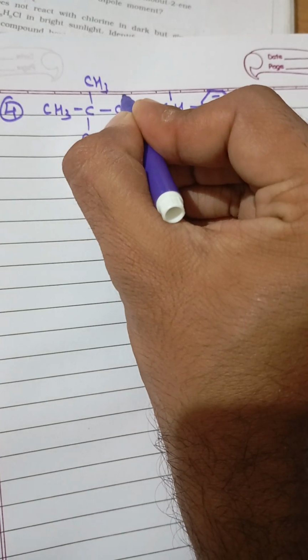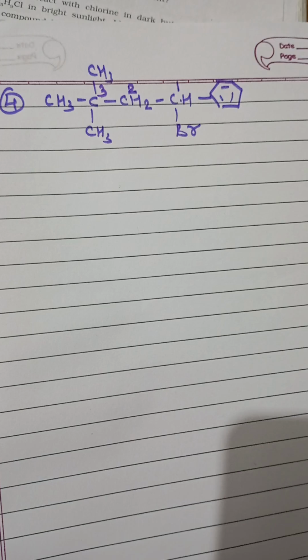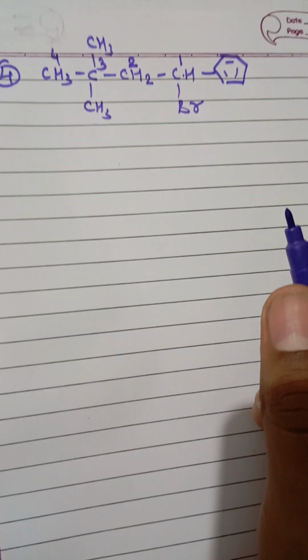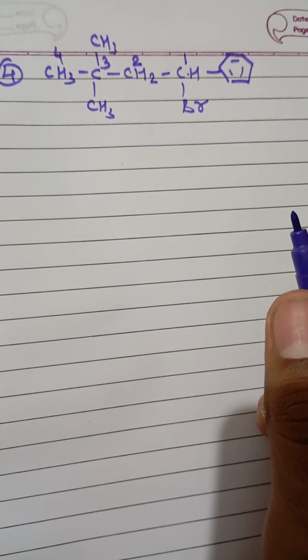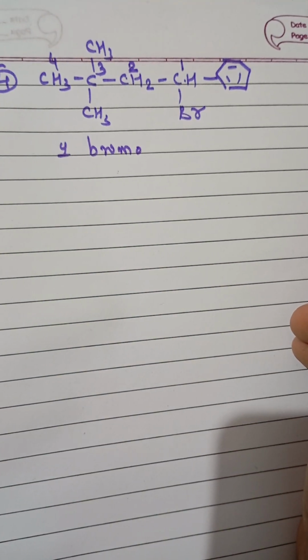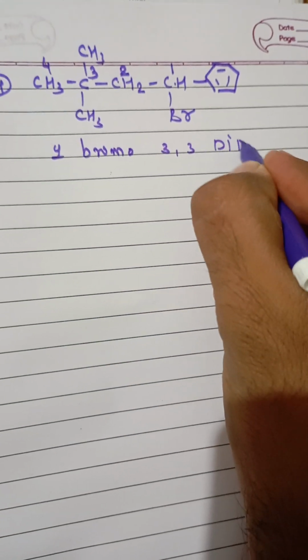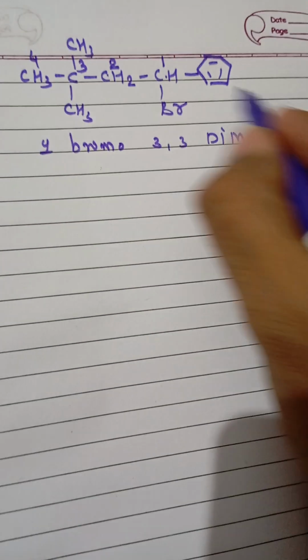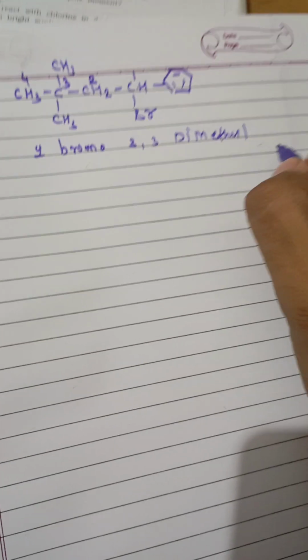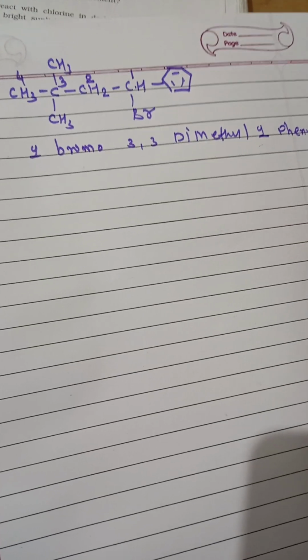We apply the numbering from right to left: 1, 2, then after here this is the third carbon, and this one is the fourth carbon. So total 4 carbons we have, and the first carbon has bromine, so we write like this: 1-bromo. The third carbon has a methyl group, 3,3-dimethyl. The first carbon has a benzene ring which comes in the form of a substitution, so we write 1-phenyl.